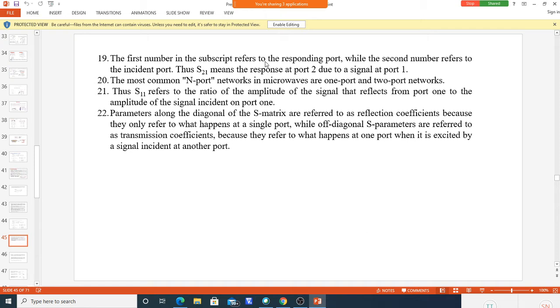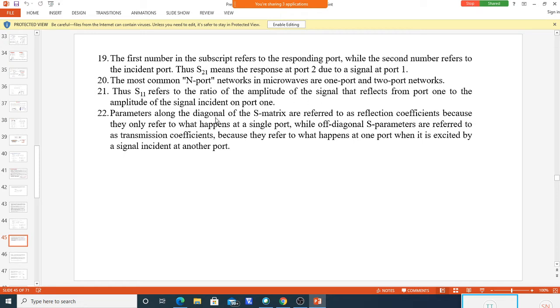The first number in the subscript refers to the responding port, that is, the output port, while the second number refers to the incident port. Thus S21 means the response at port 2 due to the signal at port 1. The response port is where the signal is going out, due to the incident at port 1. The most common n-port networks in microwaves are one-port and two-port networks. S11 means the input port is one and the outgoing port is also one.